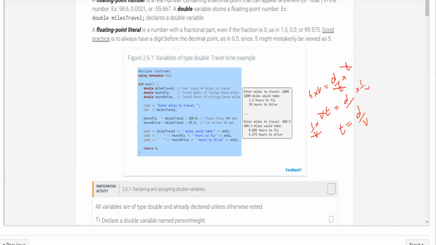So you take the miles traveled, right? So that is the miles that you're going to travel. And then if you fly, it says 500 miles per hour you go. That is the velocity. And then you divide the distance by that, it will give you a time, right? And then again, hours to drive. Well, you're driving at 60 miles per hour, and then you're just printing that out. So this is a division.